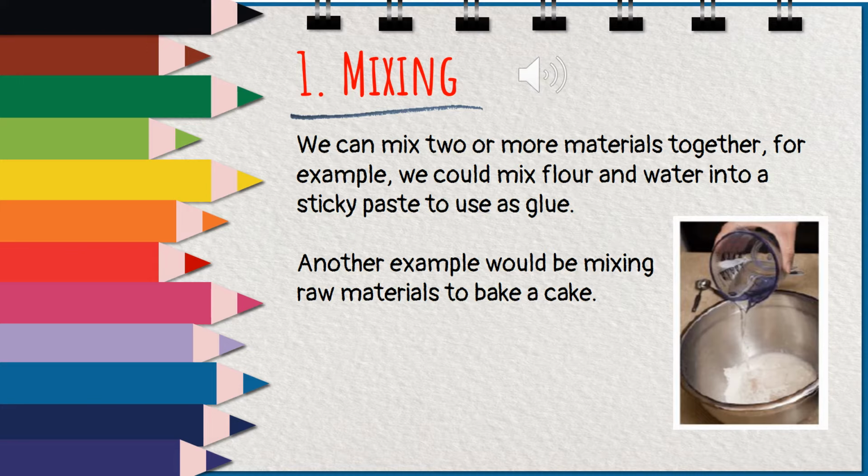First way to process materials is through mixing. We can mix 2 or more materials together. For example, we could mix flour and water into a sticky paste to use as a glue. Another example would be mixing raw materials to bake a cake.